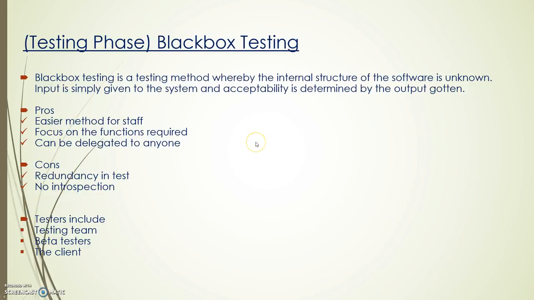Black box testing is a testing method whereby the internal structure of the software is unknown. Input is simply given to the system, and acceptability is determined by the output gotten. Pros, it is an easier method for staff. It focuses on the functions required and can be delegated to anyone. Cons, redundant, and no introspection. The testers are the testing team, beta testers, and the client.